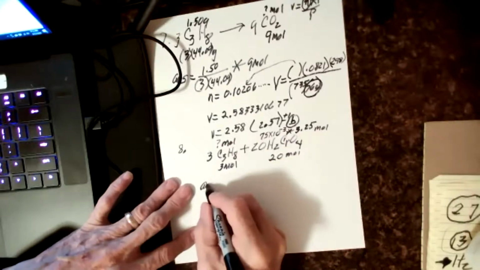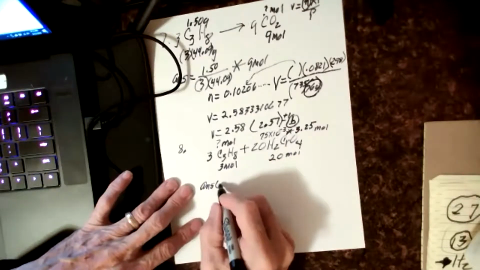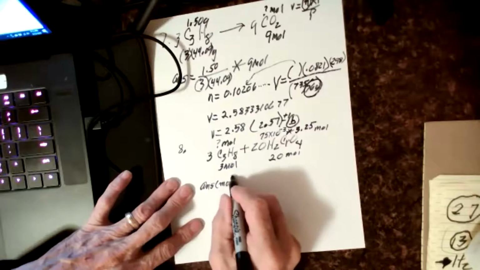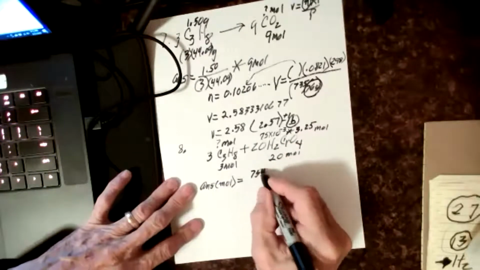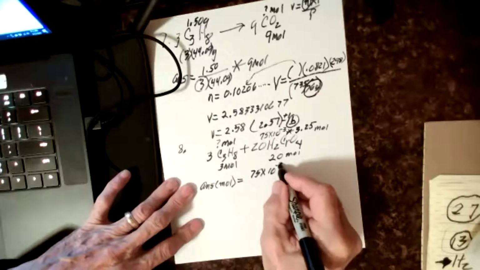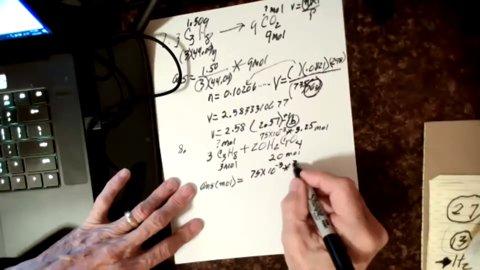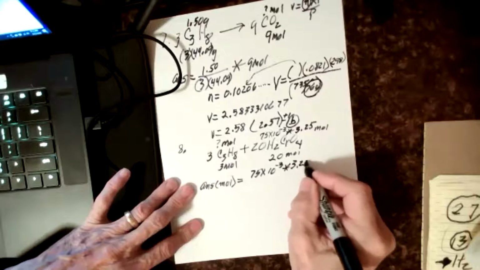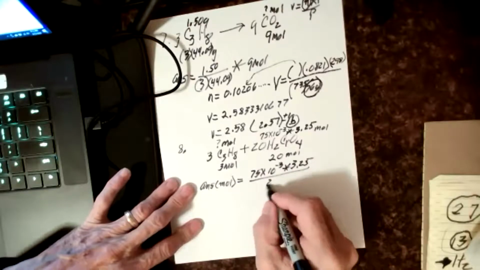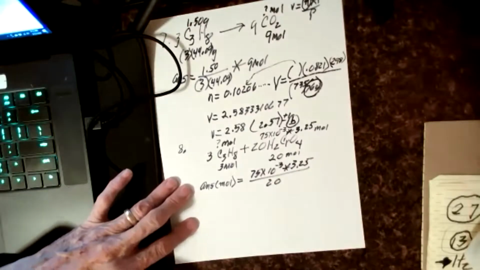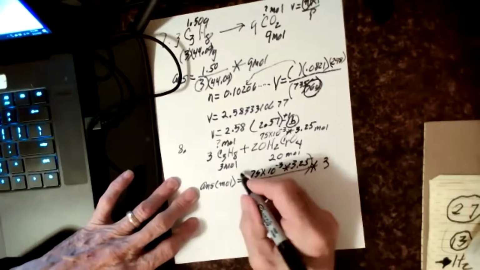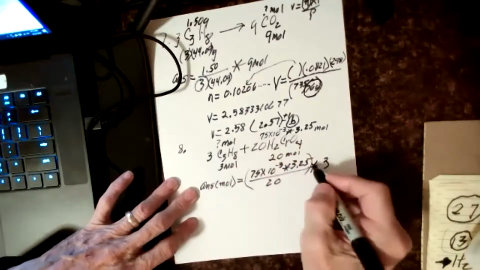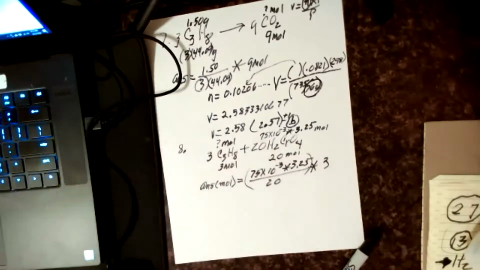So my answer now in moles is going to be the rebalancing factor, which is 75 times 10 negative third times 3.25 divided by 20, and then multiplied by 3. That's the rebalancing factor times what's under my question mark. Okay, so now I just need to do the math.